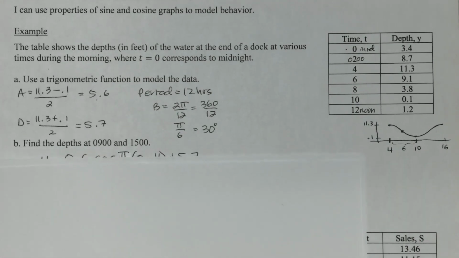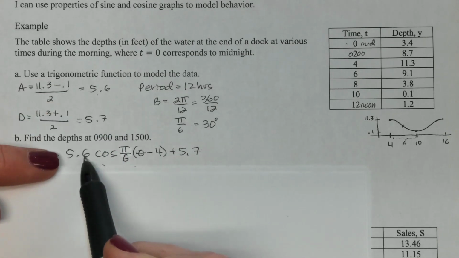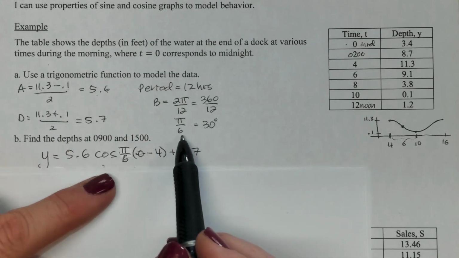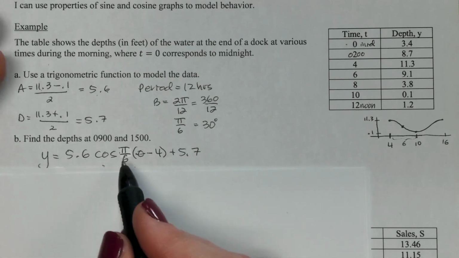Again, I apologize because I already started writing before I realized I needed to record this video. So I'm going to put 5.6 in where A is. I'm going to put 5.7 where D is. We had our period figured out. I wrote pi over 6, but when I show you in the calculator, I'm going to make that be 30 degrees. So you can put 30 degrees there.